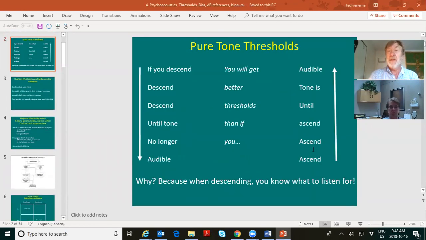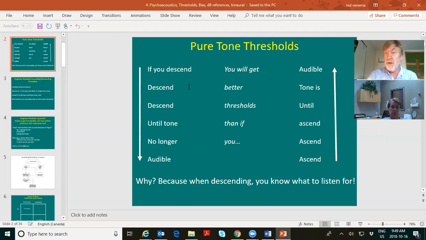Well, here's a slide for you. Because in the 1950s and 60s, the rules weren't set. The way we test hearing wasn't set. Some people descended. They started at a loud level, presented the tone at, say, 70, the guy heard it. Down to 60, he heard it, down to 55, he heard it, down to 50, down to 45, down to 40, and then they would mark down the lowest level the guy heard it, and they would call that threshold.